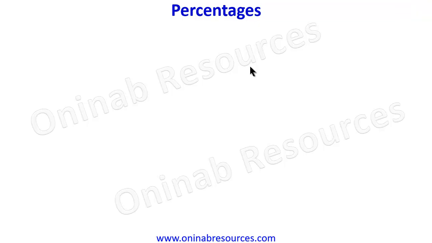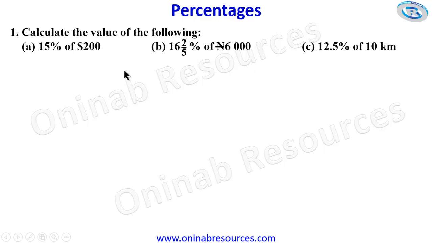When we talk of a percentage, we're talking about a certain part out of 100. For instance, if you say 25%, we're talking about 25 out of 100. In the same way, if we talk about 17%, we're taking a whole as 100 and 17 of it is referred to as 17%. So we are going to take our first problem.